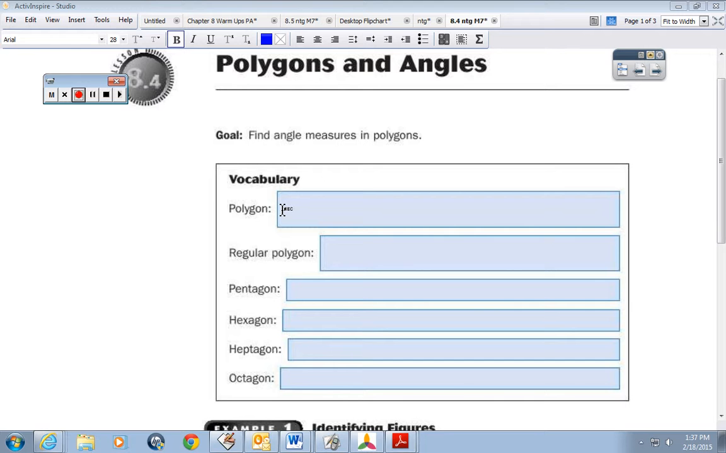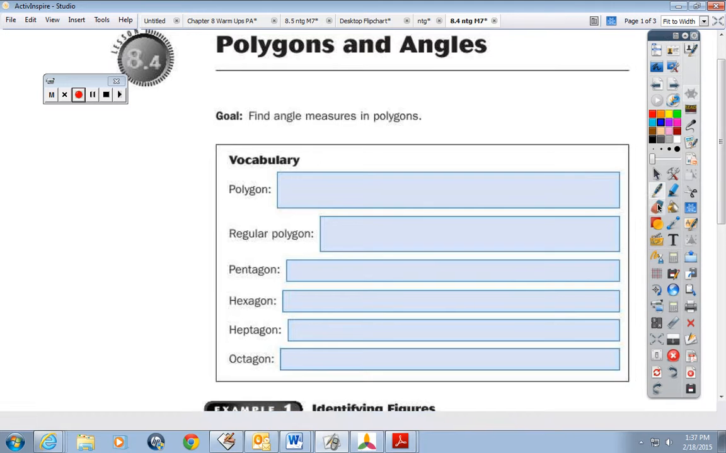Today we're talking about other shapes that have a different number of sides. Up until this point, we've talked about a triangle, which has 3 sides. We've talked about a quadrilateral that has 4 sides. Now we're going to be talking about shapes that have a different number of sides.